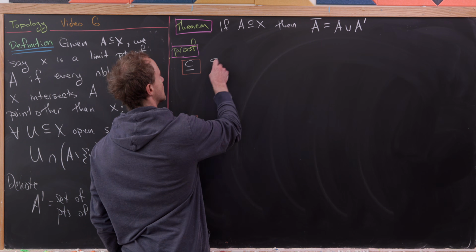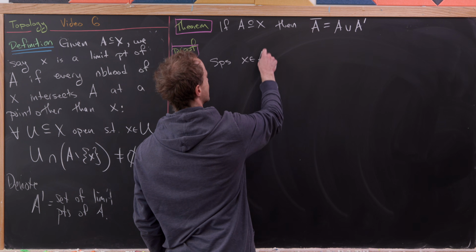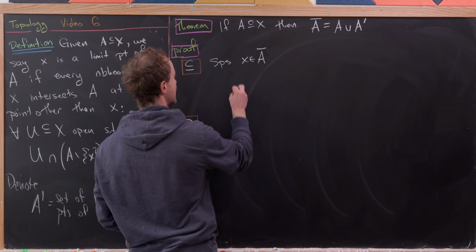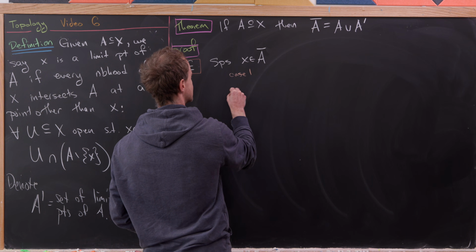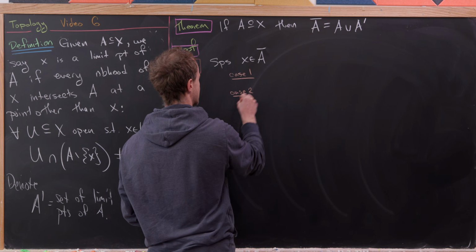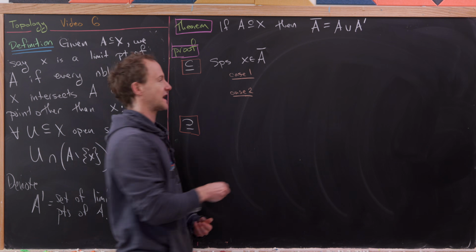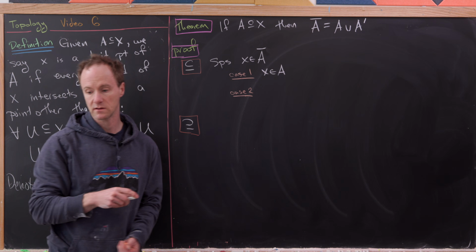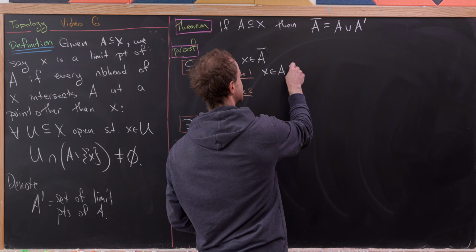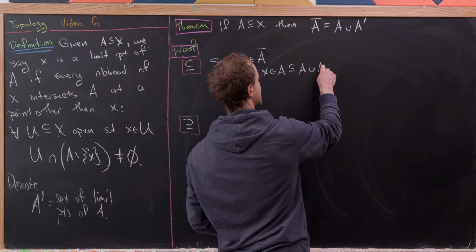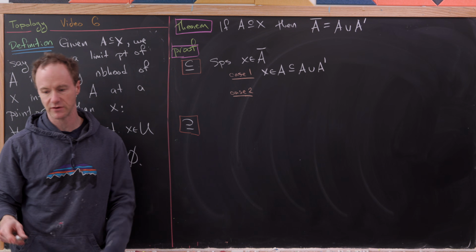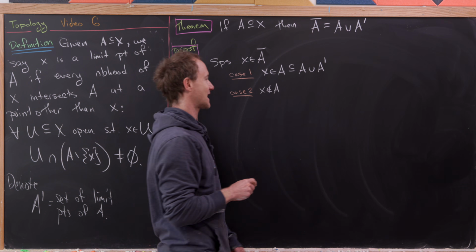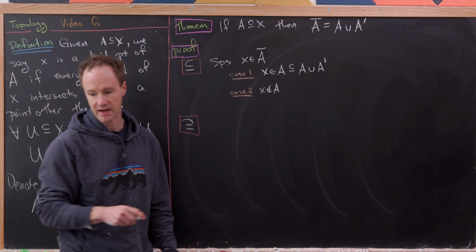Okay, so let's suppose that x is in the closure of A, so that's A bar. And then let's break this into two cases. So the first case is, well, what happens if x is in A itself? Well, let's notice if x is in A itself, A itself is definitely a subset of A unioned with its limit points. So there's really nothing to do there. And so the second case is the interesting case, which is if x is not inside of A.